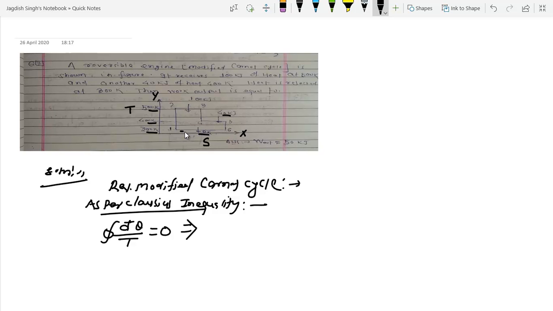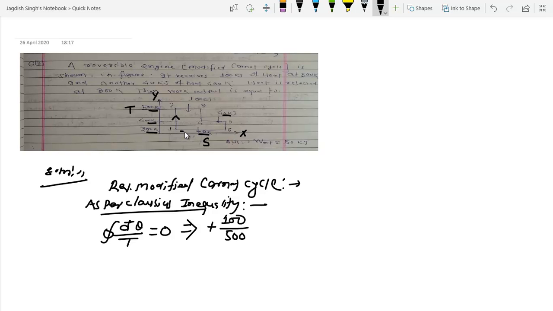Process 1 to 2 is the isentropic compression process, so in this process there is no heat transfer. Now process 2 to 3: in this process 100 kilojoule of heat is added, that's why the plus sign is there. 100 kilojoule of heat is added at 500 Kelvin. Now process 3 to 4 is once again an isentropic expansion process. In an isentropic process there is no heat exchange, so Q will be 0.